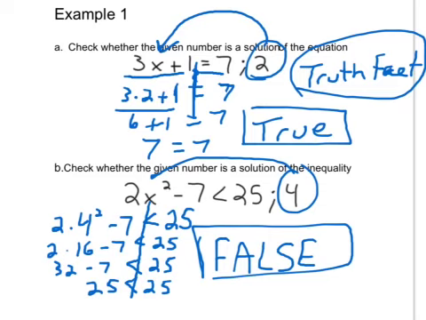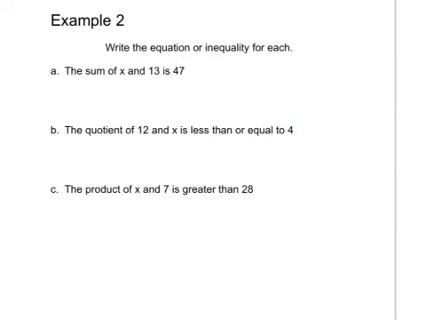All right, let's go on to another example. Okay, example 2, we got part A, B, and C. It says write the equation or inequality for each. Okay, now you'll see some key words here that we're going to have to remember what they mean. Okay, let's look at part A. It says the sum of x and 13 is 47. Okay, sum, remember what that means? It means to add.